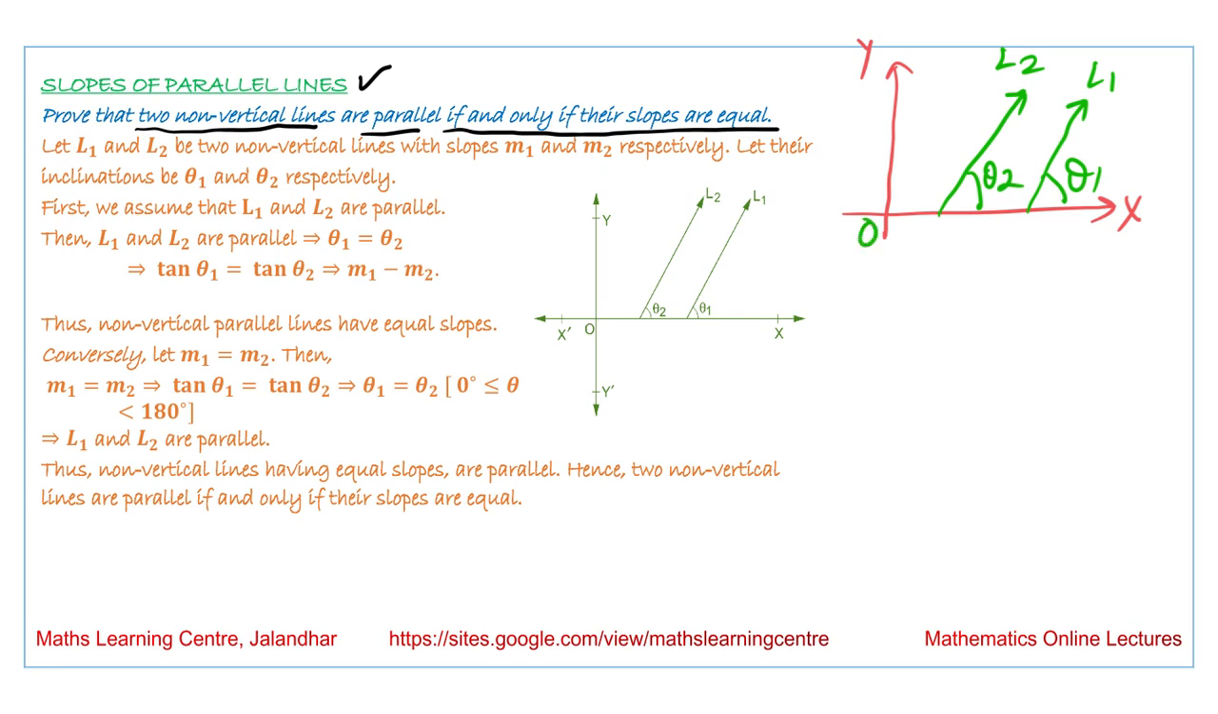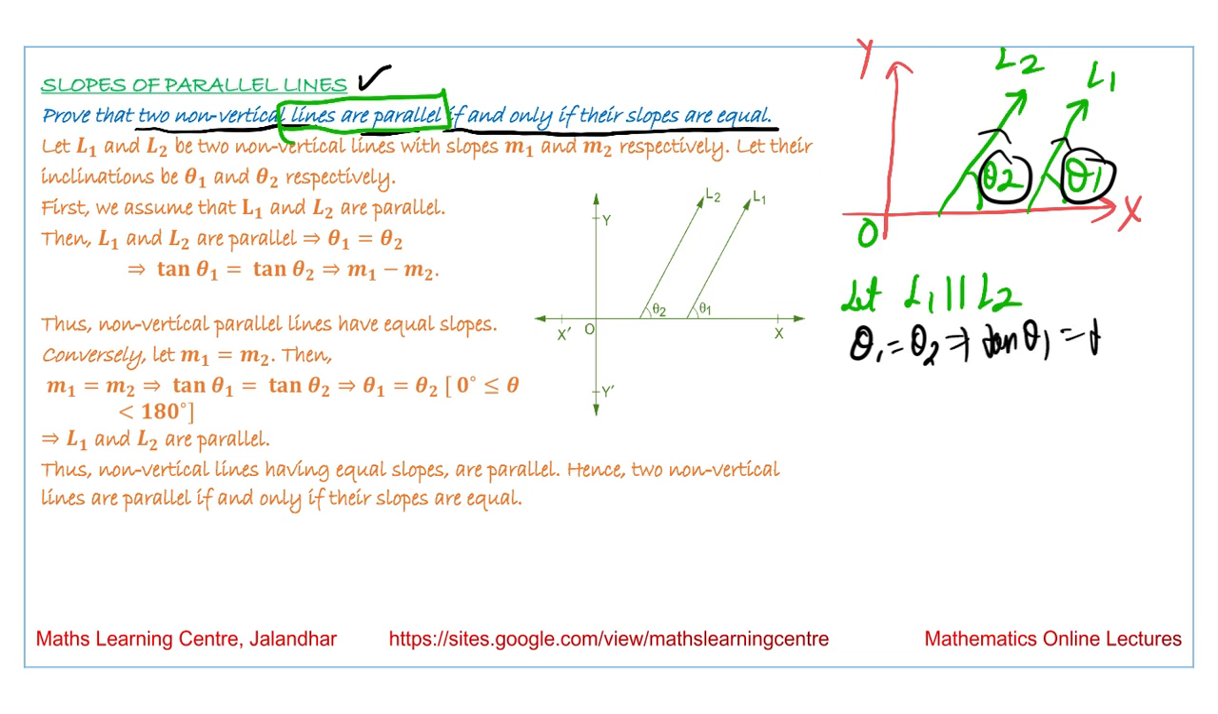Now it is being given that these two lines are parallel. First we are considering, let L1 be parallel to L2. It means that these two angles, theta 1 and theta 2, are such that these two lines are given to be parallel. So we have theta 1 is equal to theta 2. So this implies tan theta 1 will be equal to tan theta 2, and this implies that the slope of the first line is equal to the slope of the second line.